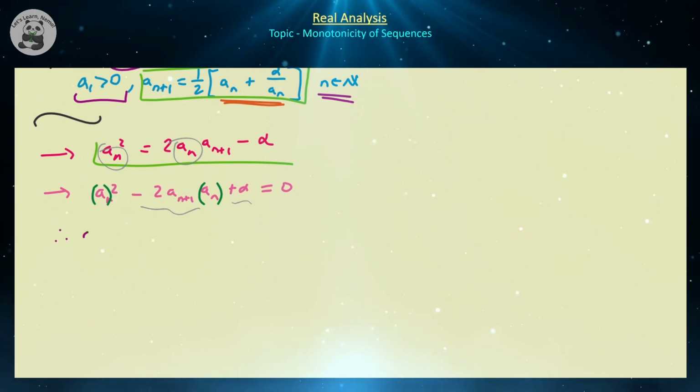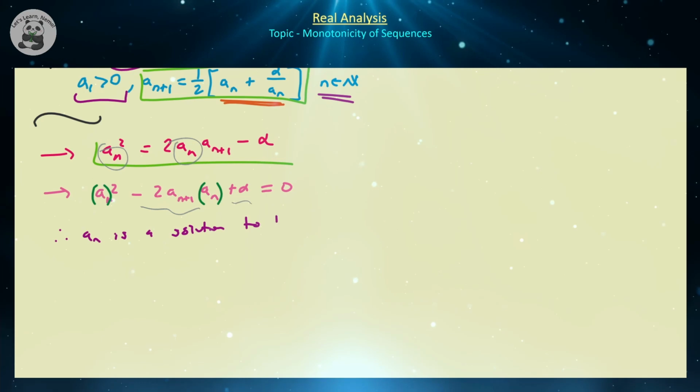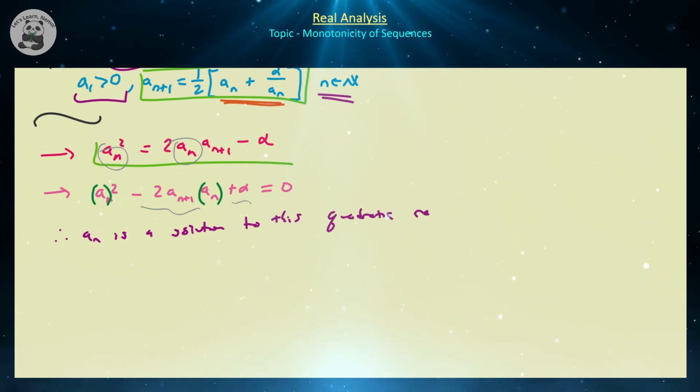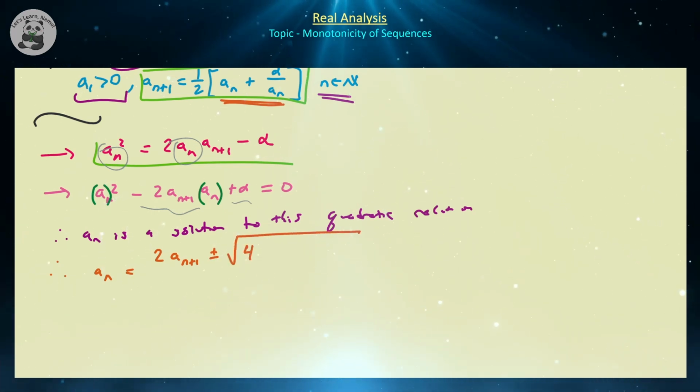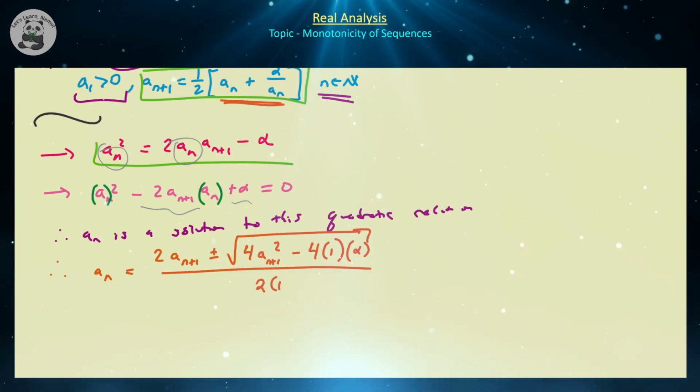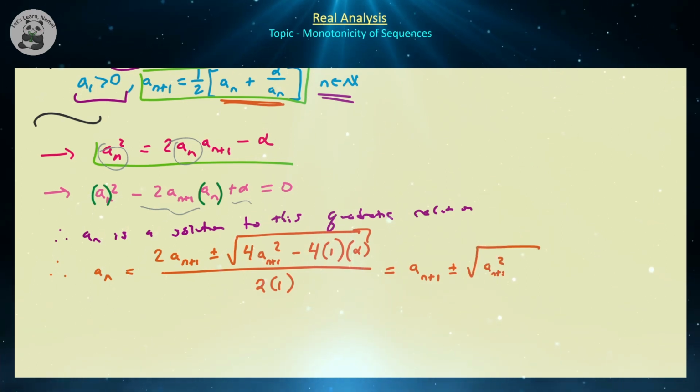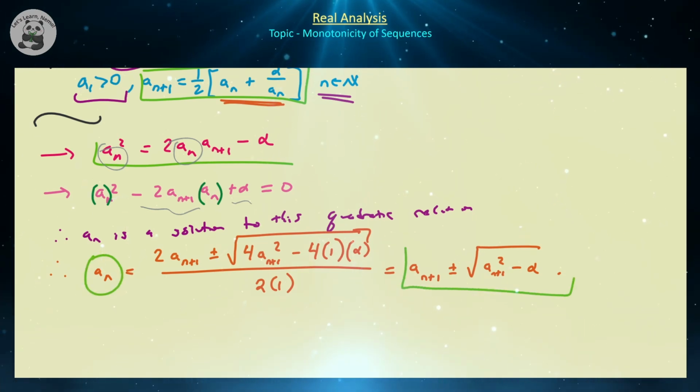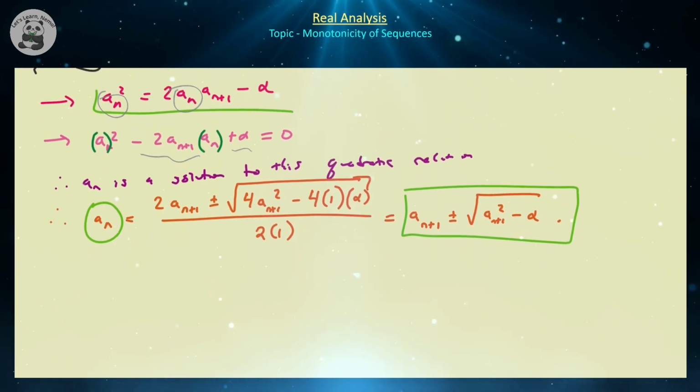So what does this exactly mean? That means a_n is a solution to this quadratic relation. Right? So if it is a solution to this quadratic relation, we have the quadratic formula to represent it. In particular, a_n is going to be equal to negative b, so that's going to be 2a_{n+1}, plus or minus the square root of b squared, so it's going to be 4a_{n+1} squared minus 4ac, and then that's going to be all over 2a. Right? So once we simplify this by factoring out a 4, taking the square root, which is going to be equal to 2, everything has 2 in it, so they can all cancel. What you're just going to be left with is a_{n+1} plus or minus the square root of a_{n+1} squared minus alpha. Right? So that's what a_n is equal to. So it's potentially equal to two different numbers.